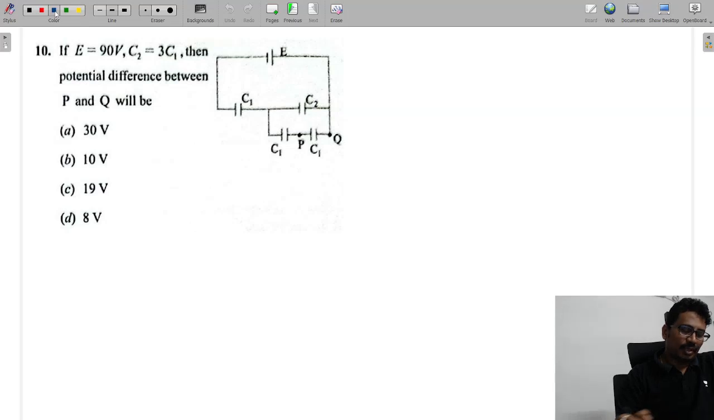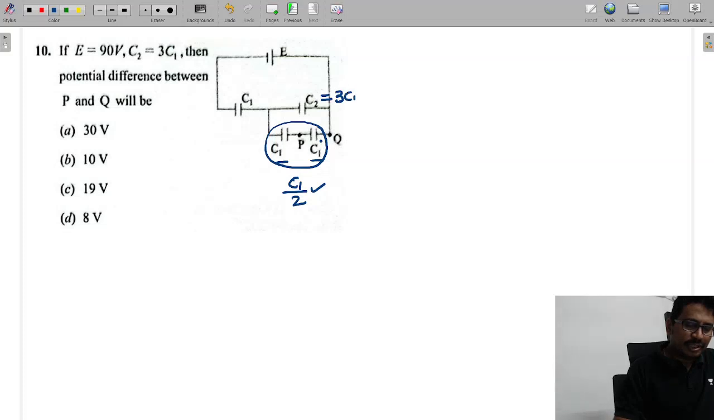Next. The given E is equal to 90. They are asking, C2 is given as 3C1. They are asking for the potential difference between P and Q. Fine, let us see. This is C1, this is C1. So what is the equivalent of these two? That is C1 by 2. Now this C1 by 2 and C2, given as 3C1, are in parallel. So the equivalent becomes 3.5 C1.